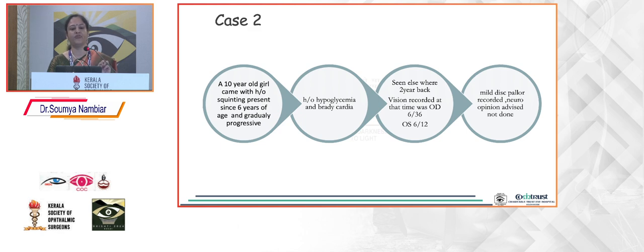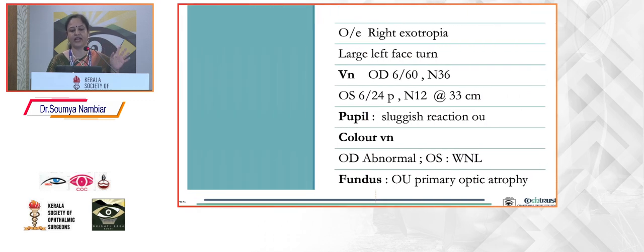This is case 2, a 10-year-old child with a history of squinting present since 6 years of age and gradually progressing. The parents gave a history of hypoglycemia and bradycardia in childhood, and she was seen elsewhere 2 years back. Vision recorded at that time in the right eye was 6/36, in the left eye it was 6/12. Mild disc pallor was recorded in the previous report. A neuro opinion was advised. They didn't go. For 2 years, they have not gone anywhere. They sat right at home.